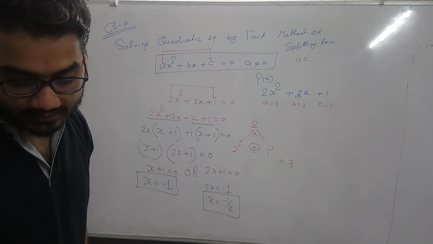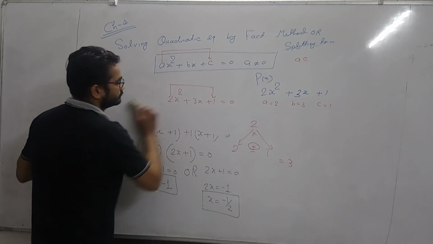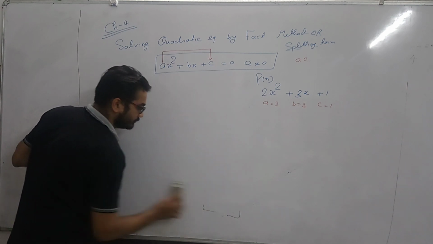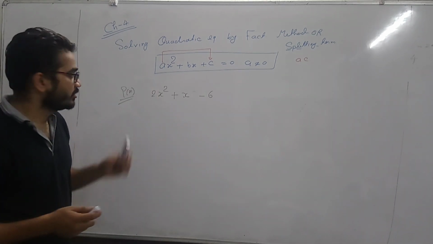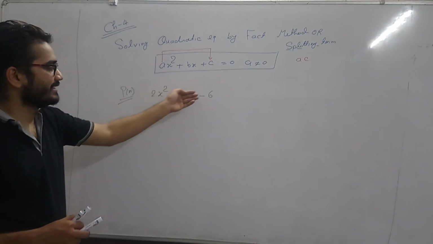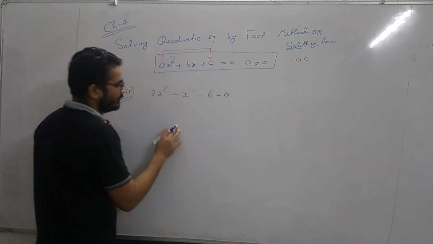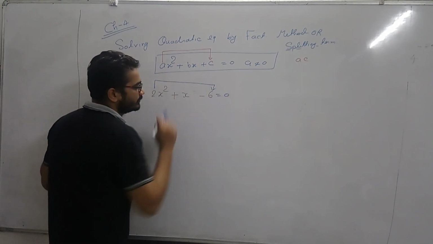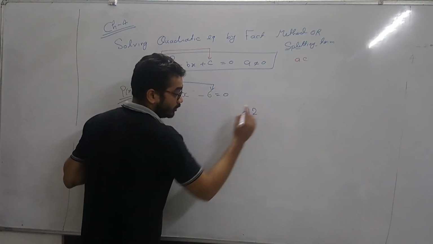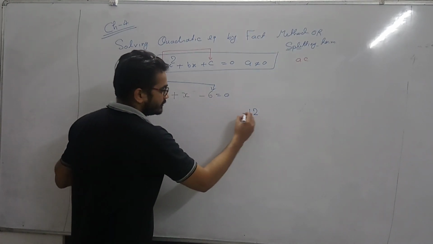Suppose we have the first question. Suppose we have one question, that is the polynomial p of x, that is 2x square plus x minus 6, which is equal to 0. Now this 2 will be multiplied to the 6. Now 2 times 6 is 12, and it will be minus 12, because this is minus.